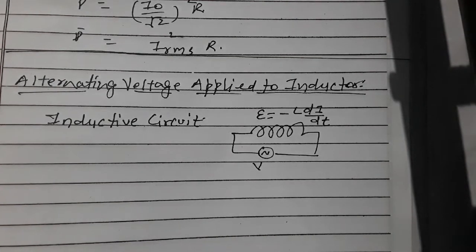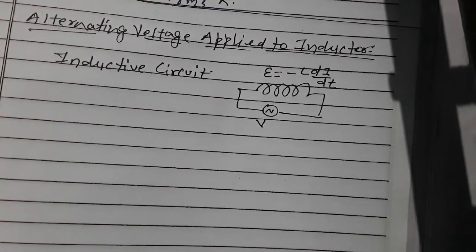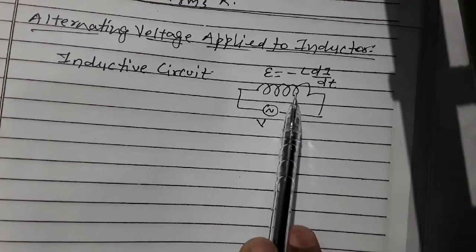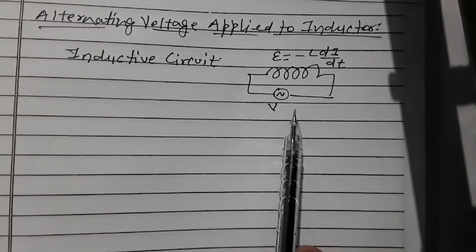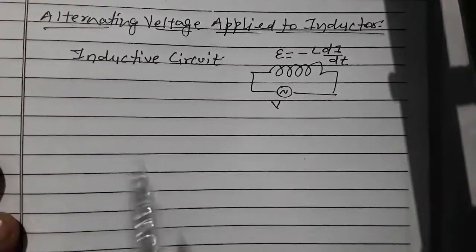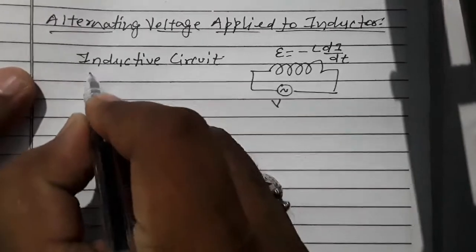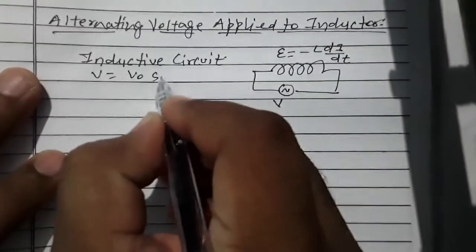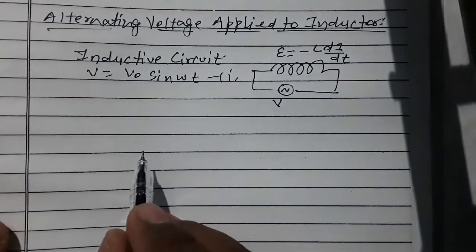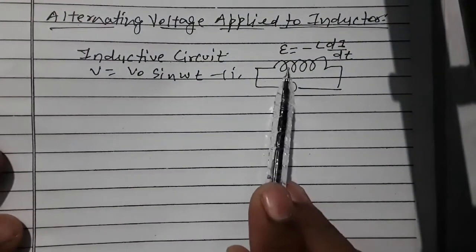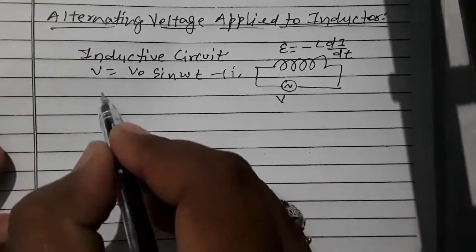The next topic is alternating voltage applied to an inductor. Let a coil of inductance L be connected with the voltage of the alternating source, so it is known as an inductive circuit. Now we know V is equal to V naught sin omega t, equation number first. Now the induced EMF across the inductor, we know E is equal to minus L di upon dt.